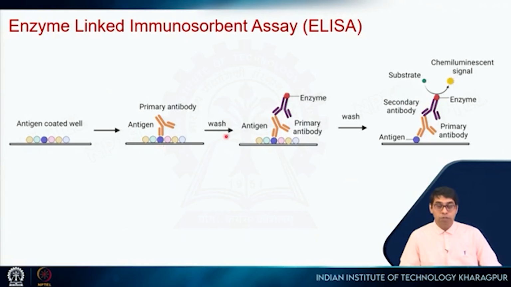Then again you have to wash with different buffer conditions so that you remove anything that is non-specifically bound, and then you go for the detection. So, you add the secondary antibody, again wash off anything that is non-specifically bound, and then you add your substrate to get your chemiluminescent signal, and then you can detect it using some detector.